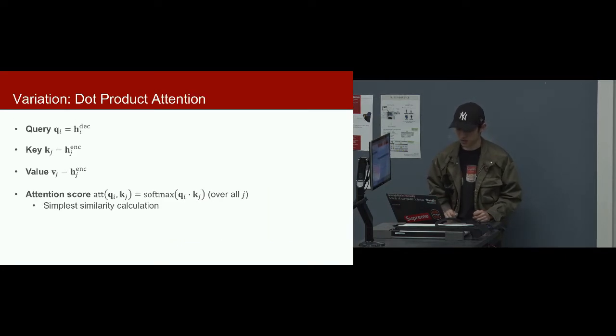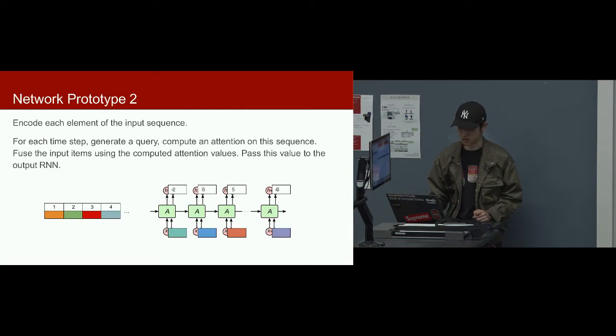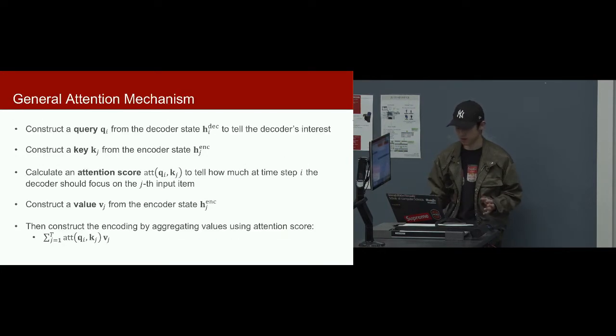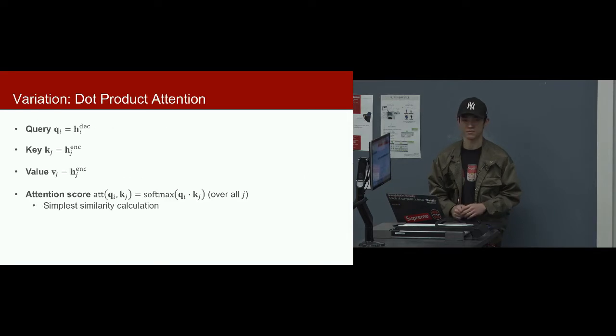There might be several variations of doing such things. Based on this very abstract formulation, we could have different variations. Say the simplest case: the key is just the hidden state, the value is just the hidden state, and the query is just the hidden state. And how do we compute the attention, such a similarity or matching score? We just use the dot product. You can see that this is very simple, and ideally we could achieve good performance by just using the dot product. The dot product is good and it's fast.